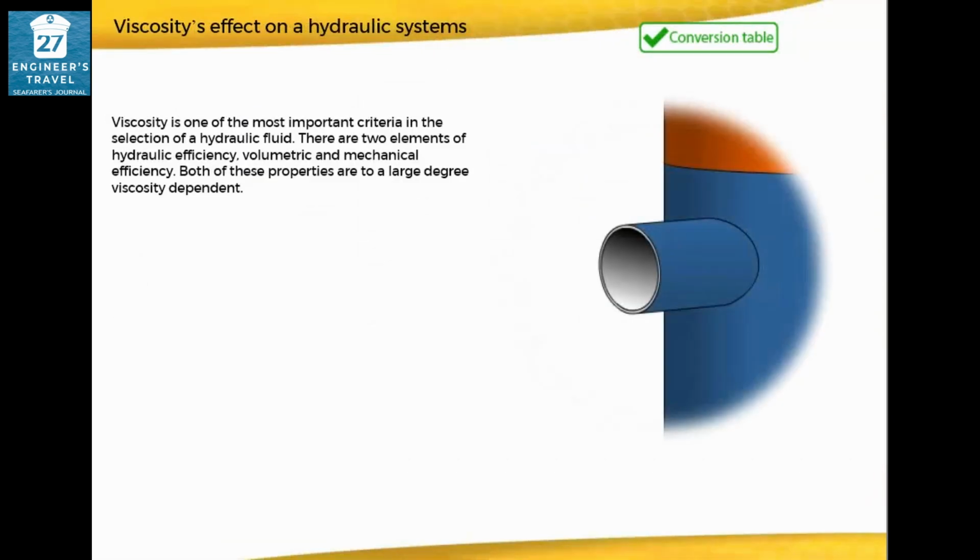Viscosity is one of the most important criteria in the selection of a hydraulic fluid. There are two elements of hydraulic efficiency: volumetric and mechanical efficiency. Both of these properties are to a large degree viscosity dependent.